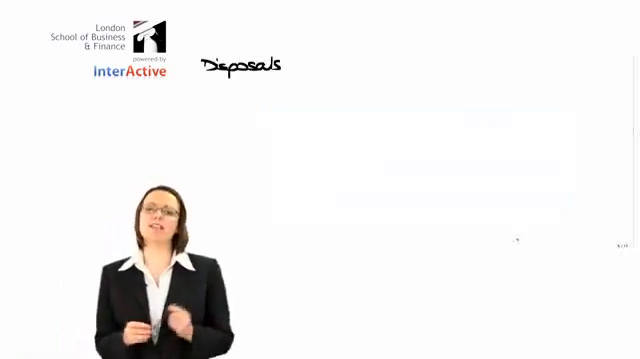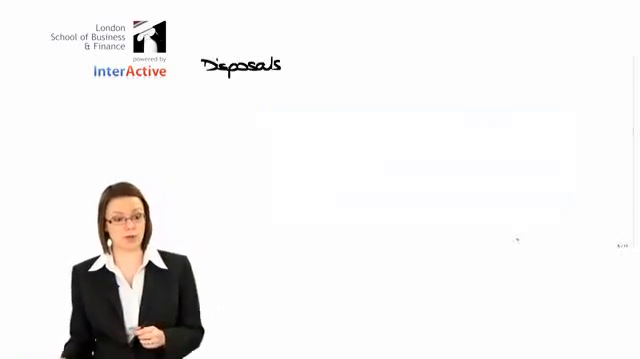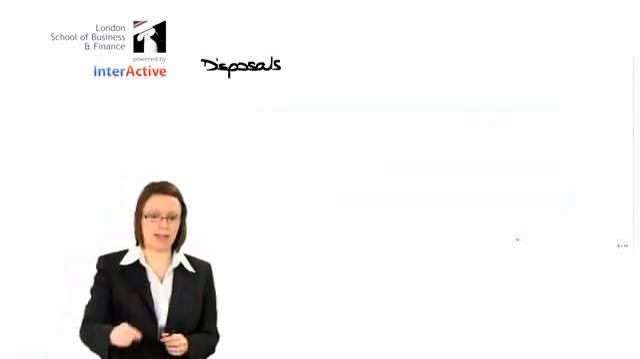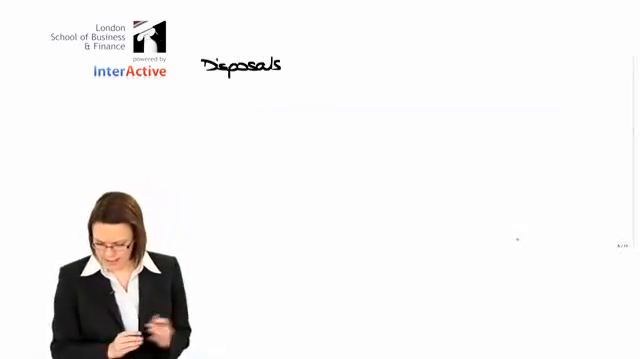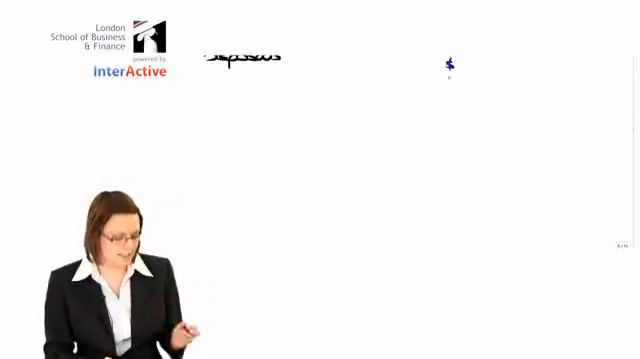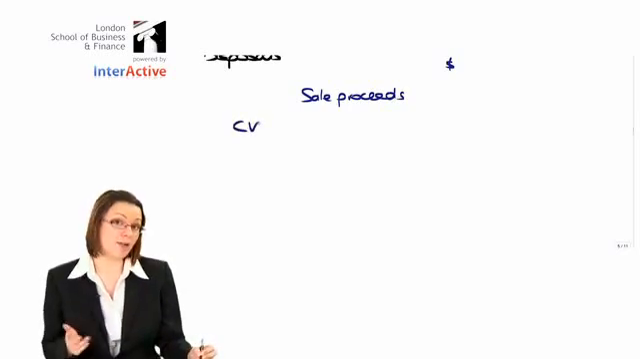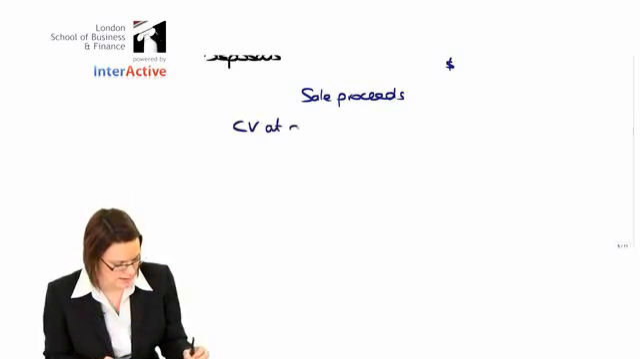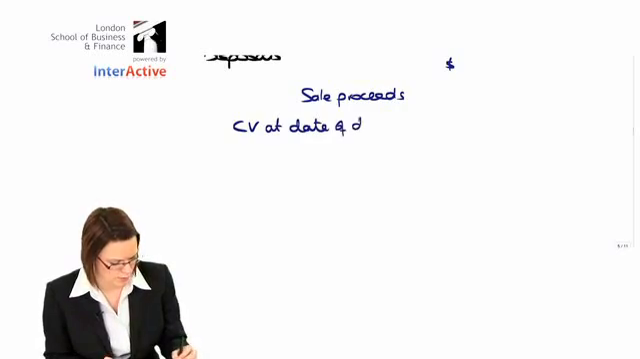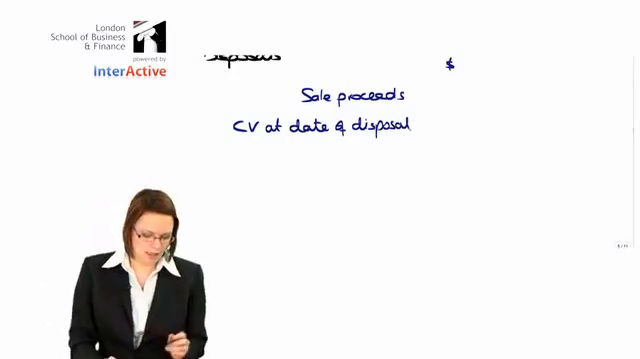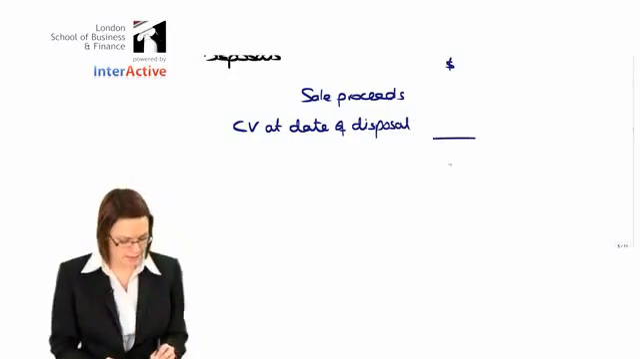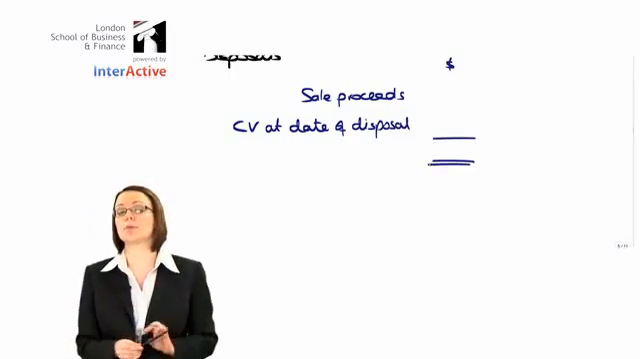Now, the first thing we need to think about is how we calculate the profit or loss on disposal. So let's have a look. We can see then, and if we remember, that the profit or loss on disposal arises when we compare our sale proceeds to the carrying value of the asset at date of disposal. Okay, and the difference between that will give you a profit or loss on disposal.